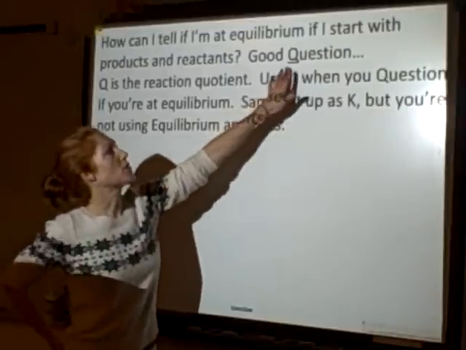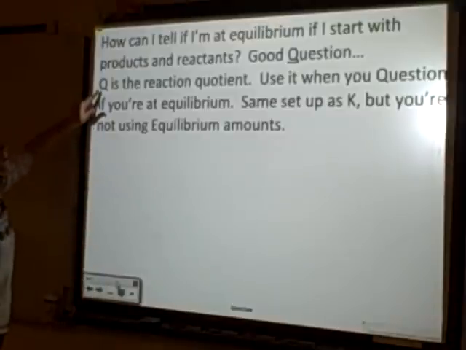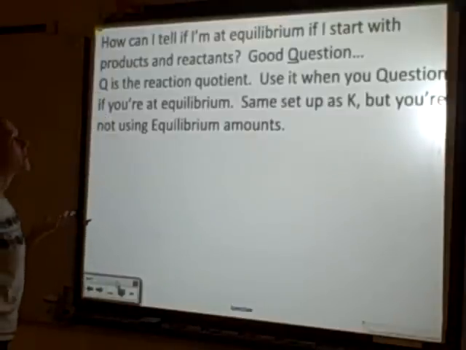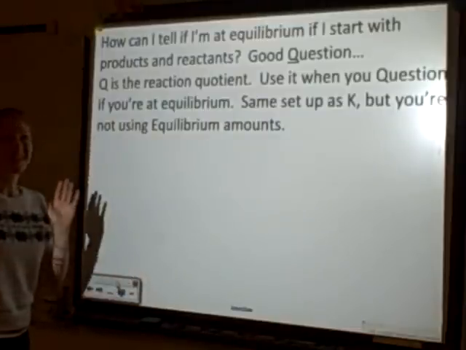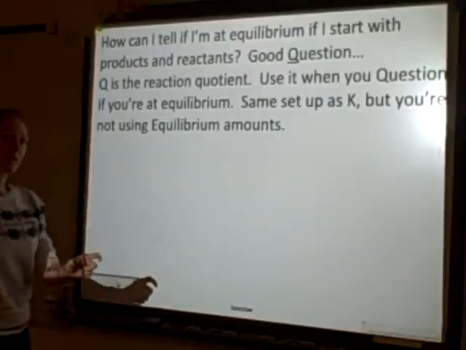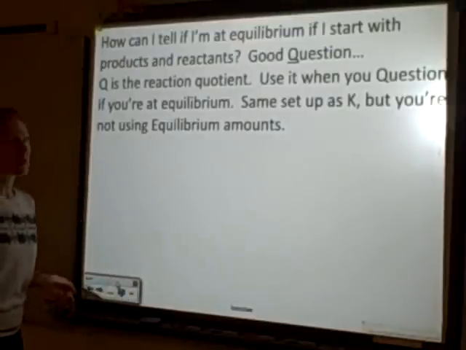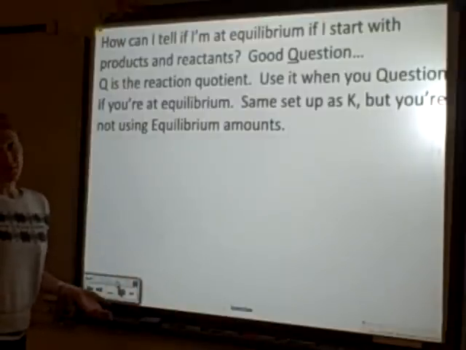So I try to remember that cue. I'm questioning, am I at equilibrium? And that Q is the way that we represent the reaction quotient. The reaction quotient is questioning, am I at equilibrium? All it is, is the same thing as Keq, except for Keq, you plug in values when you're at equilibrium, and for just plain Q, you're finding out if you're at equilibrium.